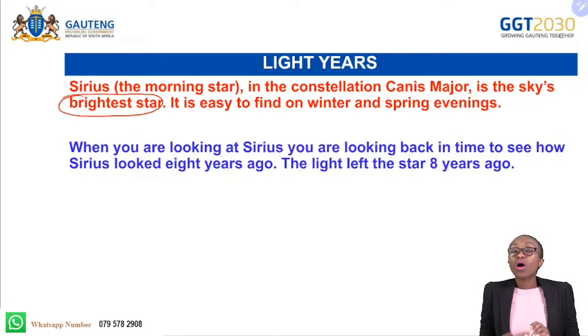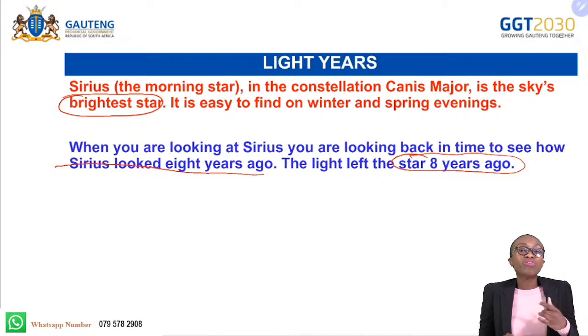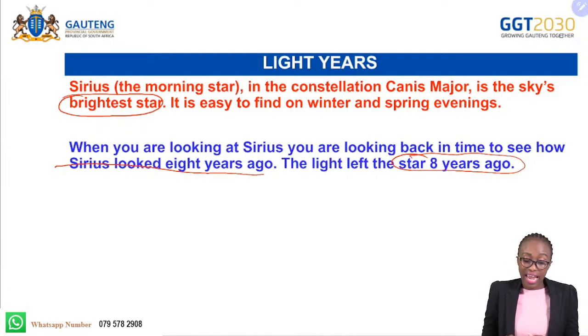So when you are looking at the morning star, whether it's in the evenings or early in the morning, you are actually looking back in time to see how Sirius looked 8 years ago. The light would have already left the star 8 years ago. The speed of light is so fast that when you look at the morning star, it's not what it looks like currently. It is what it looked like 8 years ago. So that's how fast the speed of light is.